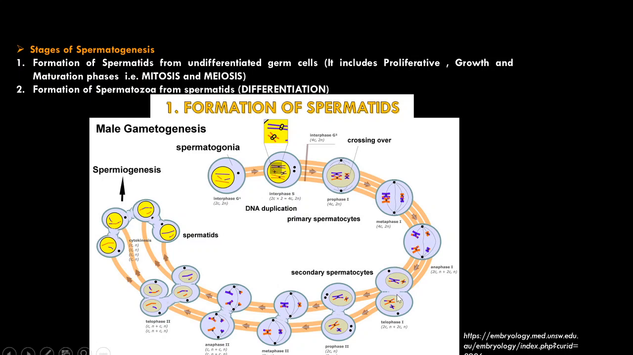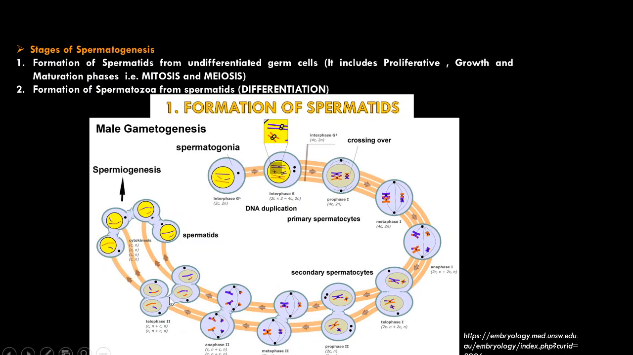The secondary spermatocytes will have half the number of chromosomes as compared to the primary spermatocytes. So these will be haploid. They undergo further division by meiosis 2, so they enter into prophase 2, metaphase 2, anaphase 2 and telophase 2. Ultimately 4 cells are formed, which are called spermatids, each having a haploid number of chromosomes.